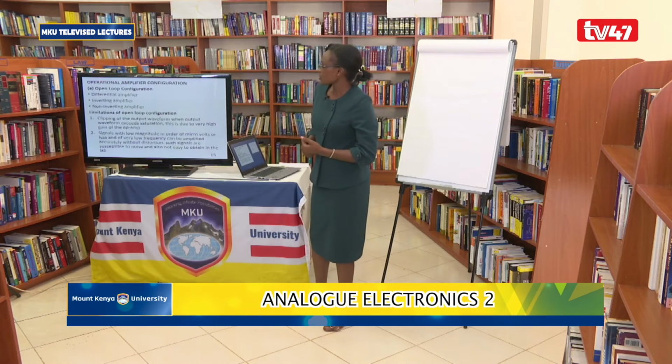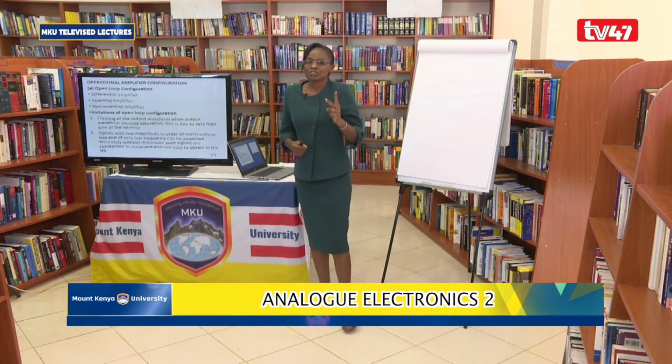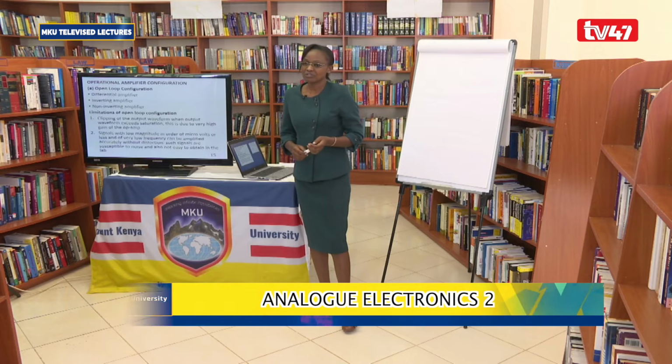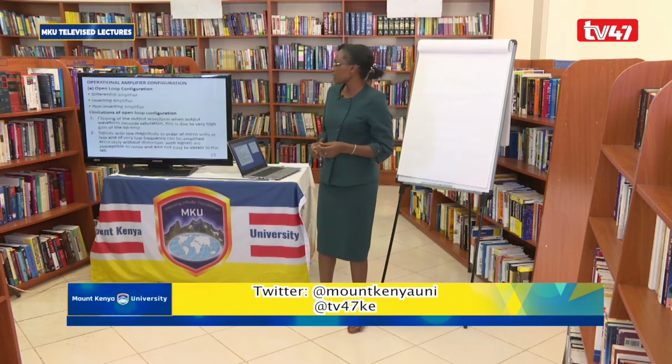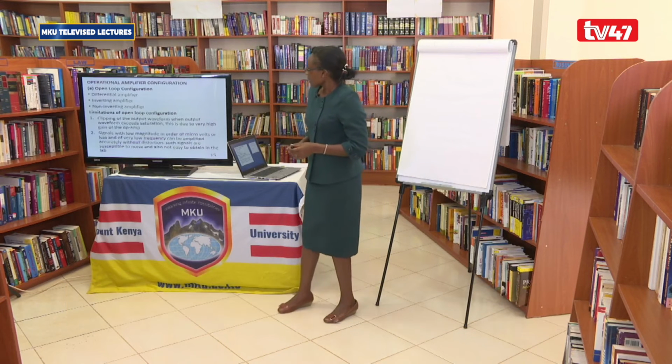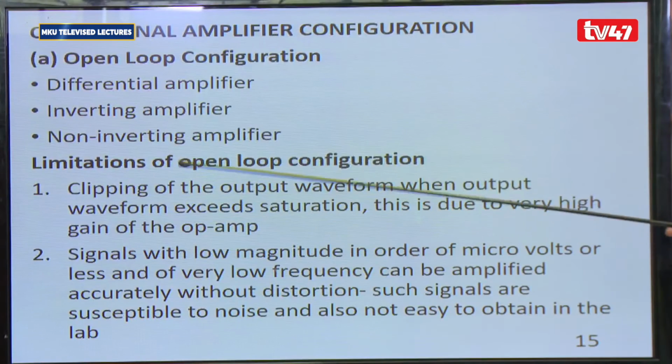Now we look at operational amplifier configurations. We usually have two configurations, that is the open loop configuration and the closed loop configuration. Open loop configuration is where we don't have any feedback, and closed loop configuration is whereby we have some sort of feedback. Under open loop configuration we have the differential amplifier, the inverting amplifier and the non-inverting amplifier. I can start with the differential amplifier.